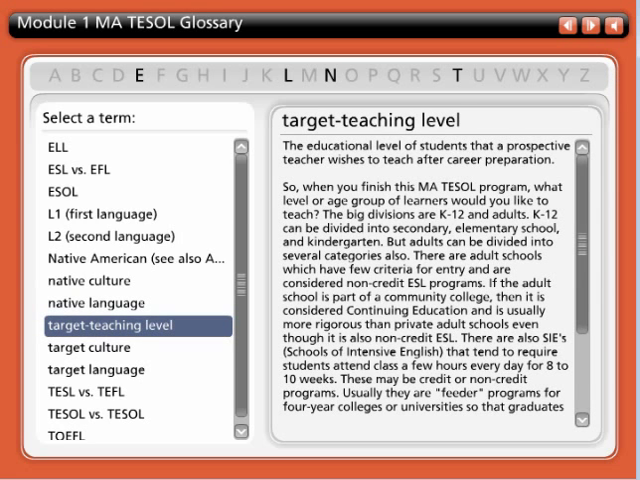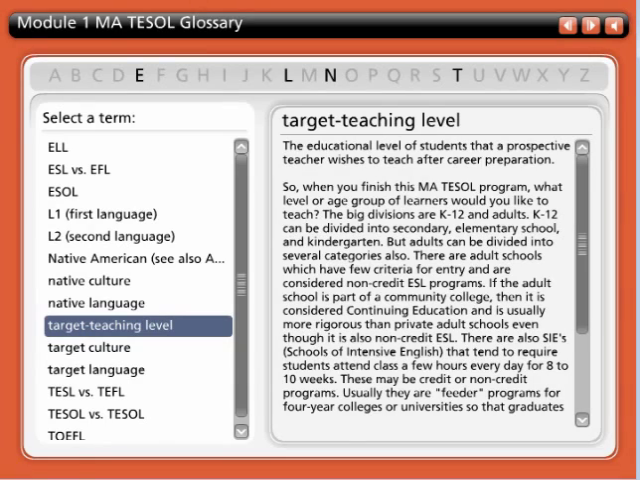The target teaching level refers to the educational level of students that a prospective teacher wishes to teach after career preparation. So in other words, we're talking about you. When you finish this MA TESOL program, what level or age group of learners would you like to teach? The big divisions are K through 12 and adults.